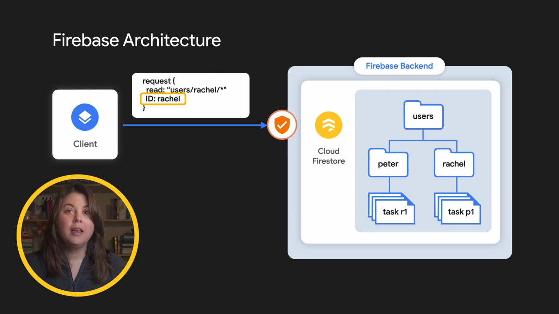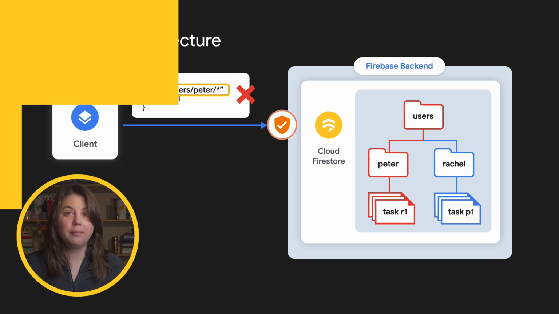For example, here is a user request to see all of their to-dos. The security rules see that this person is only trying to fetch her own data, so that request is allowed. In this example, a user tries to read data that doesn't belong to her, and security rules will reject that request. Preventing access like this is authorization in action.